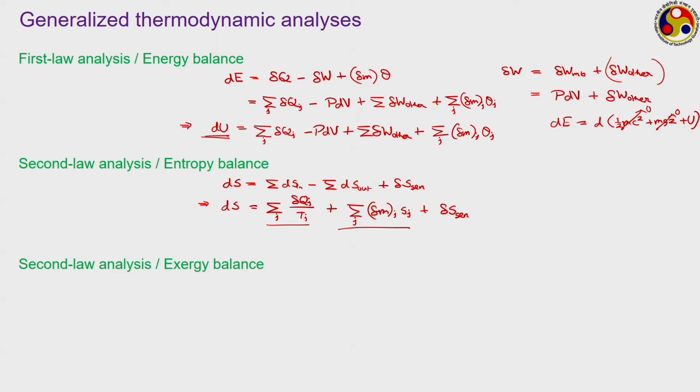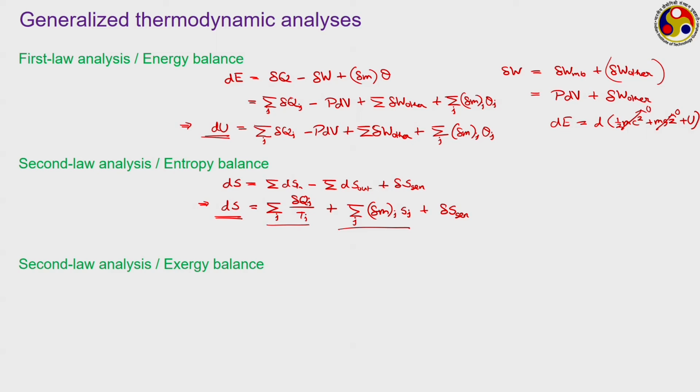Again, if we are talking about a closed system, then the mass related term will not be there. If we are talking about an adiabatic situation, the first term will not be there, whereas if we are talking about a reversible process, then the entropy generation will not be there. But the left hand side is dS, which is the change in entropy, which is always there.